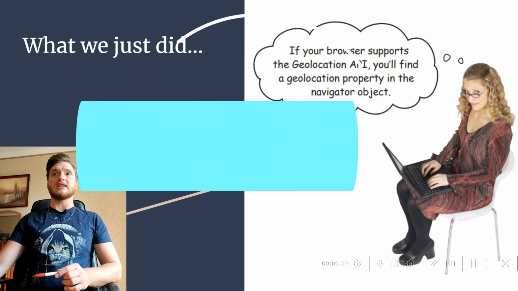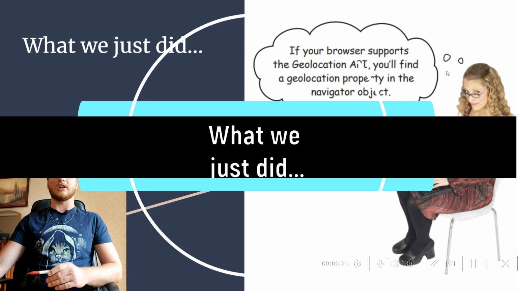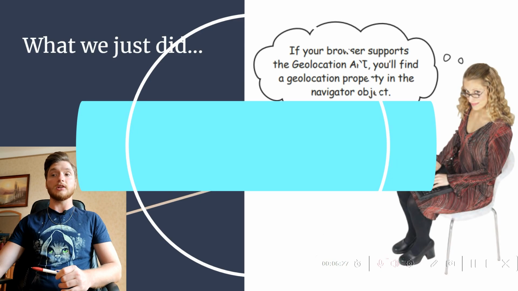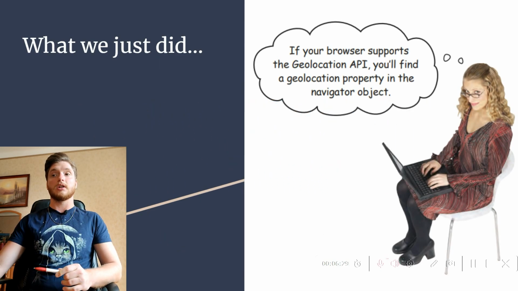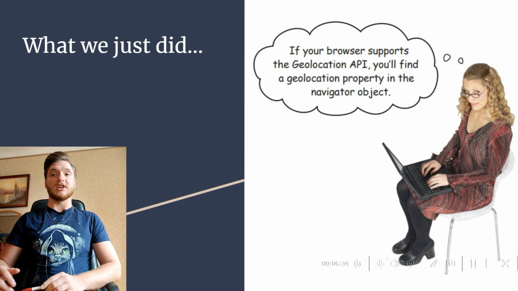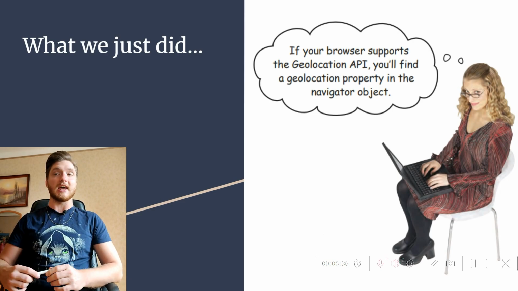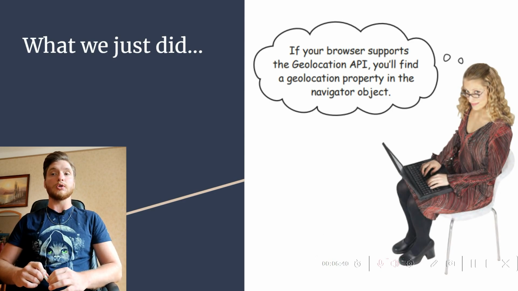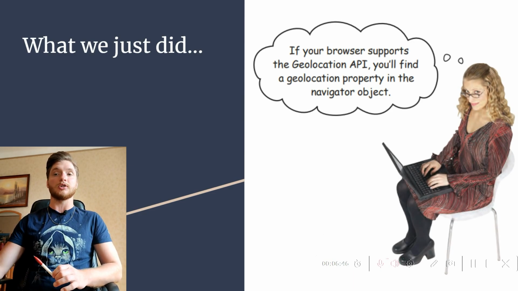So, what we just did. If your browser supports the geolocation API, you'll find the geolocation property in the navigator object. Now that we've got some geolocation code up and running, and again, if you're not seeing a location yet, hold on, we're getting to some debugging technicals in just a sec. Let's look through the code in a little more detail.